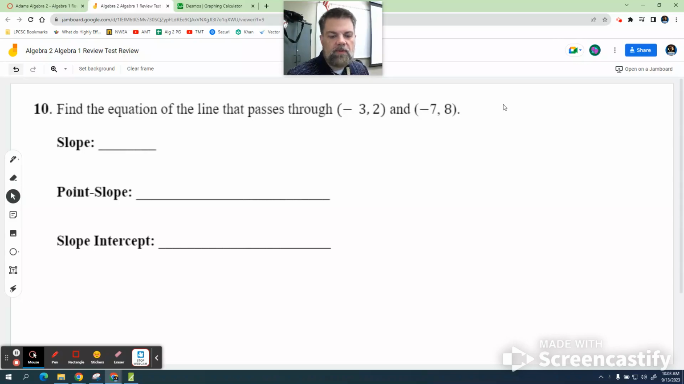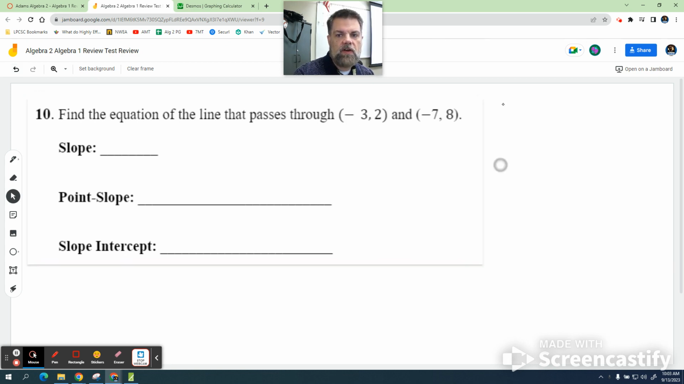All right, so for problem number 10, they want us to write the equation of the line that passes through this point, (-3, 2), and (-7, 8). So I have to calculate the slope. In order to calculate the slope, I'm going to call this x sub 1, y sub 1. I'm going to call this x sub 2, y sub 2.